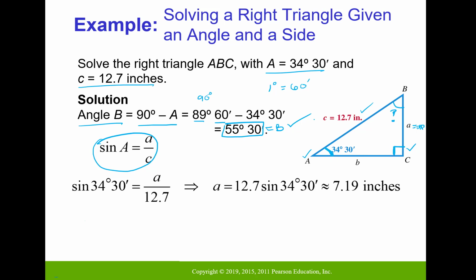So opposite over hypotenuse, and we can plug in what we know. We know angle A, and we know the hypotenuse. And notice what you have here after you plug in the information you know.